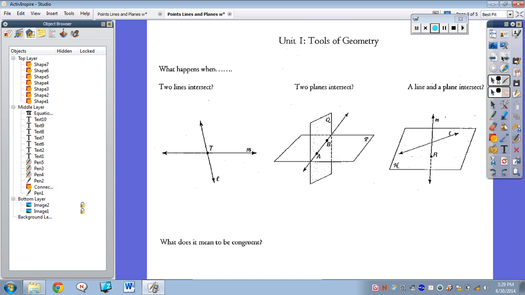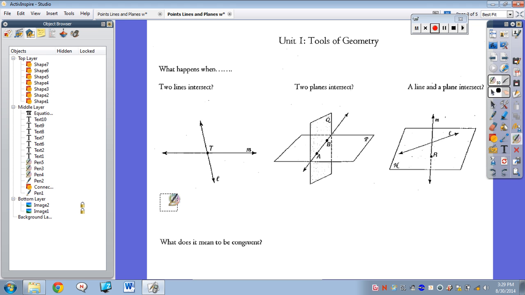Alright, so now we've talked about lines, we've talked about planes, we've talked about points, so what happens when they intersect? Two lines intersect. Here you've got line M, the script M right here, that's this line, and you've got line L, because it's a script L, that's this line here, and you've got point T. So these two lines are intersecting at point T.